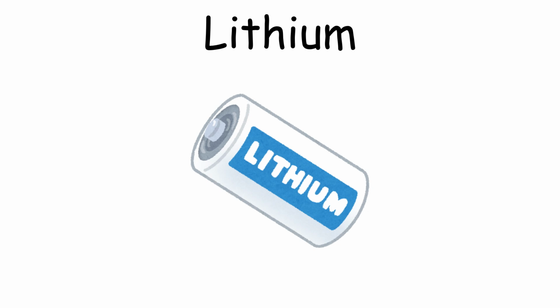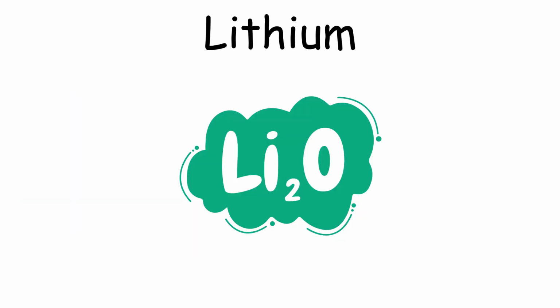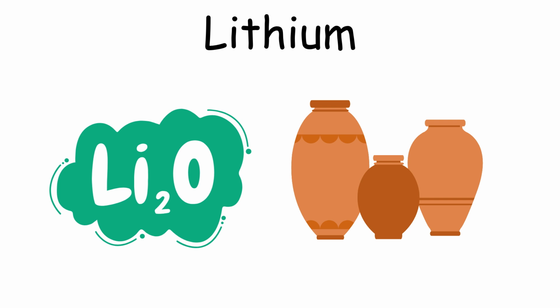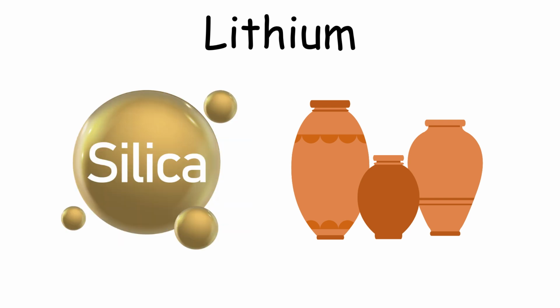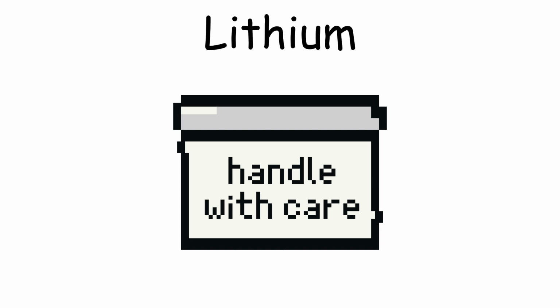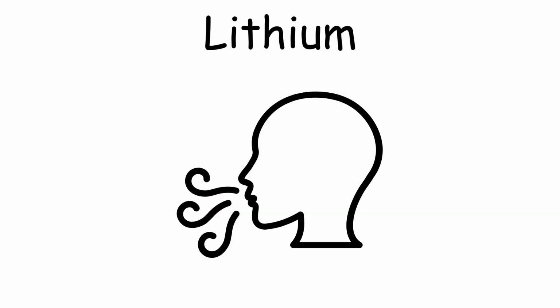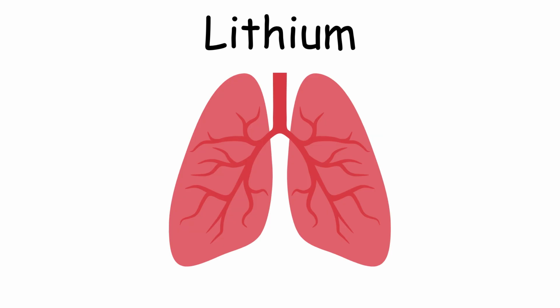It has been used to make batteries for electric cars and mobile devices. Lithium oxide has been widely used in ceramics, acting as a flux for processing silica and leading to improved glazes on ceramics. Special handling is needed for lithium metal as it is corrosive, and breathing in high amounts of lithium compounds can cause the lungs to build up with fluid.